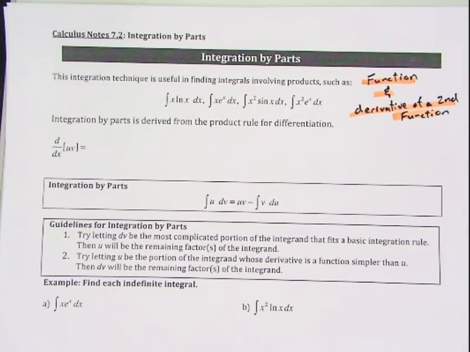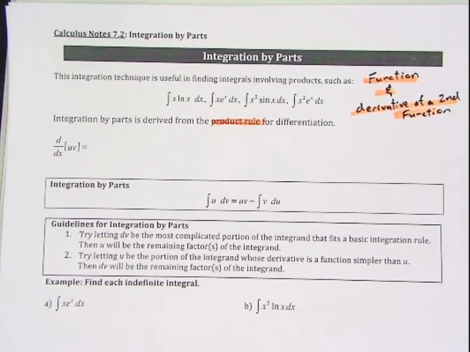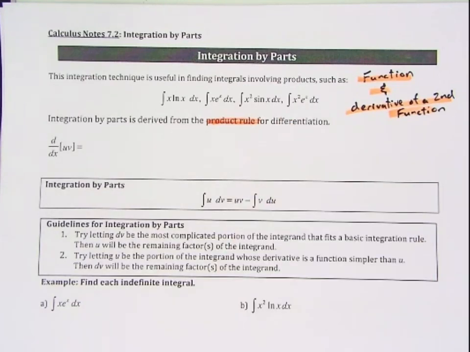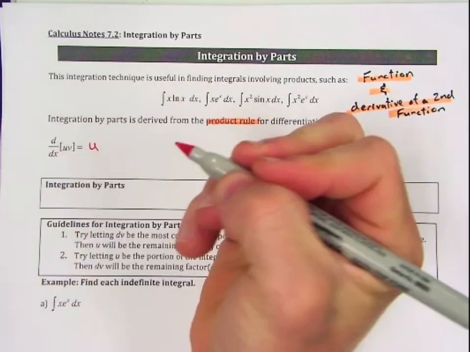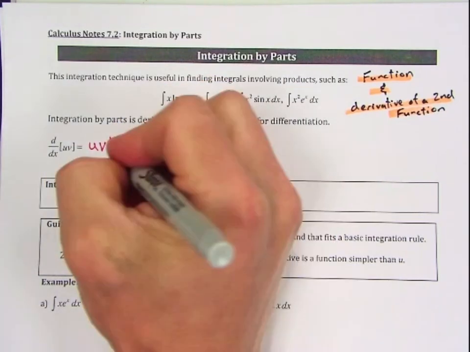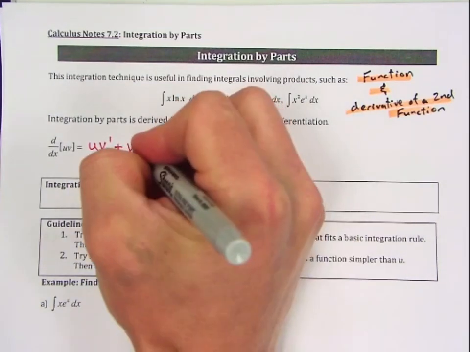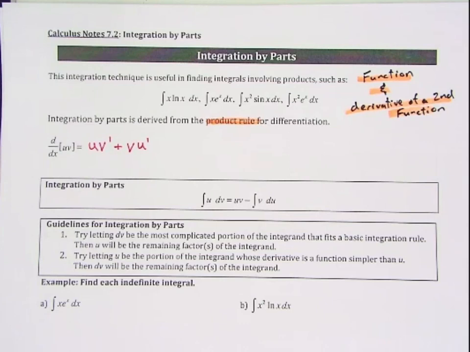Now the way this works, integration by parts is derived from the product rule for differentiation. So you can see the product there. And so let's see if we remember what the product rule is. So the derivative of u times v, u and v both being functions. So remember it's the first function times the derivative of the second. Second function times the derivative of the first.